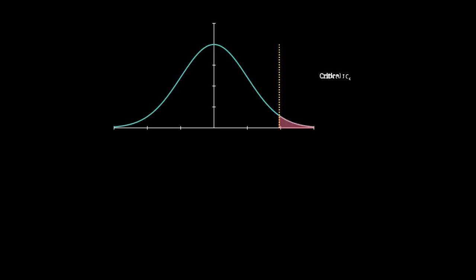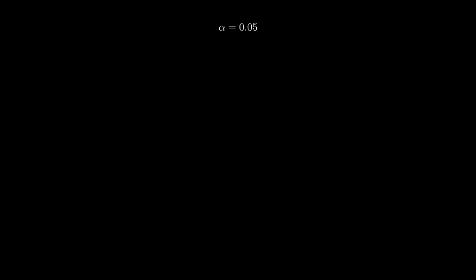This normal distribution shows the critical region where we reject the null hypothesis. The shaded tail represents the 5% significance level. Alpha equals 0.05 is our type 1 error rate, the false positive rate we accept.